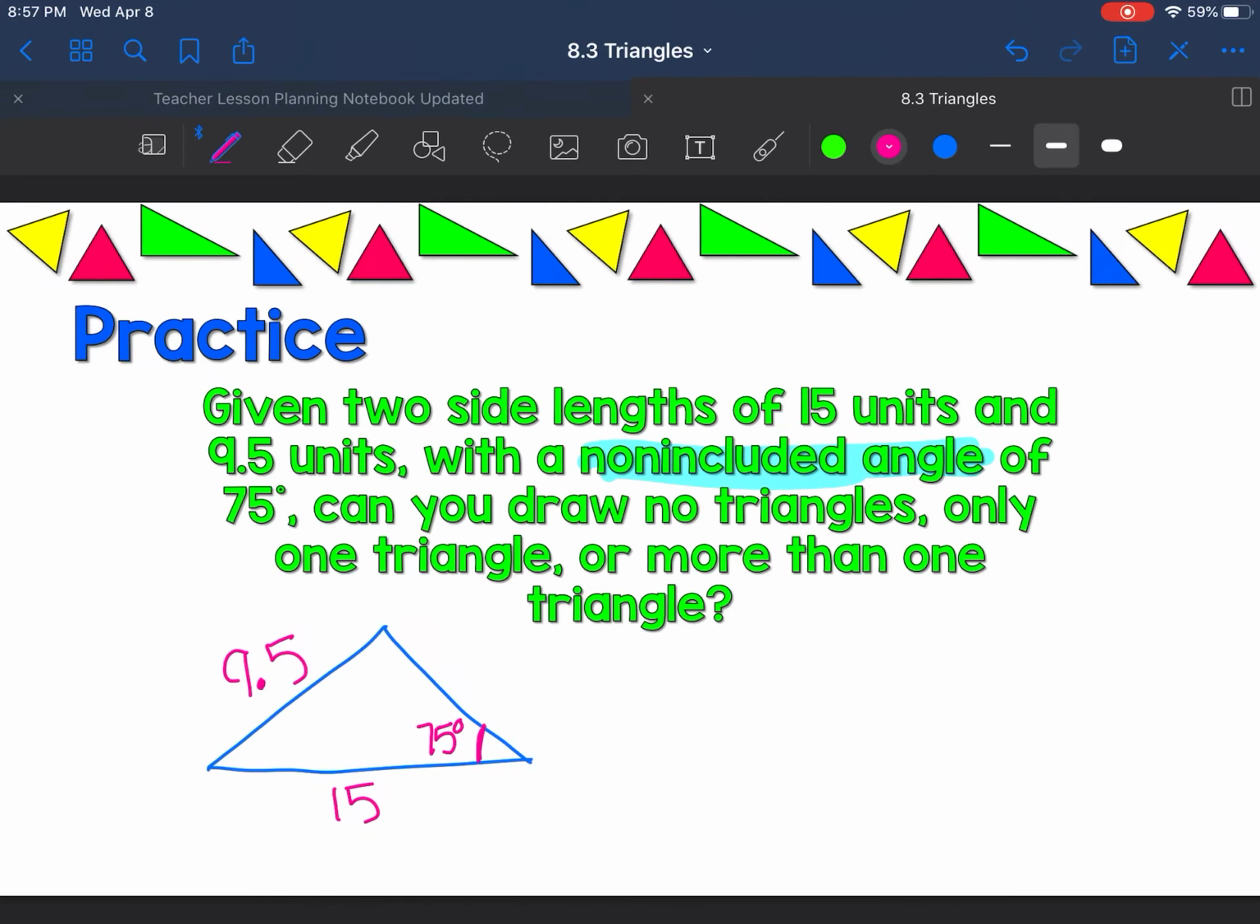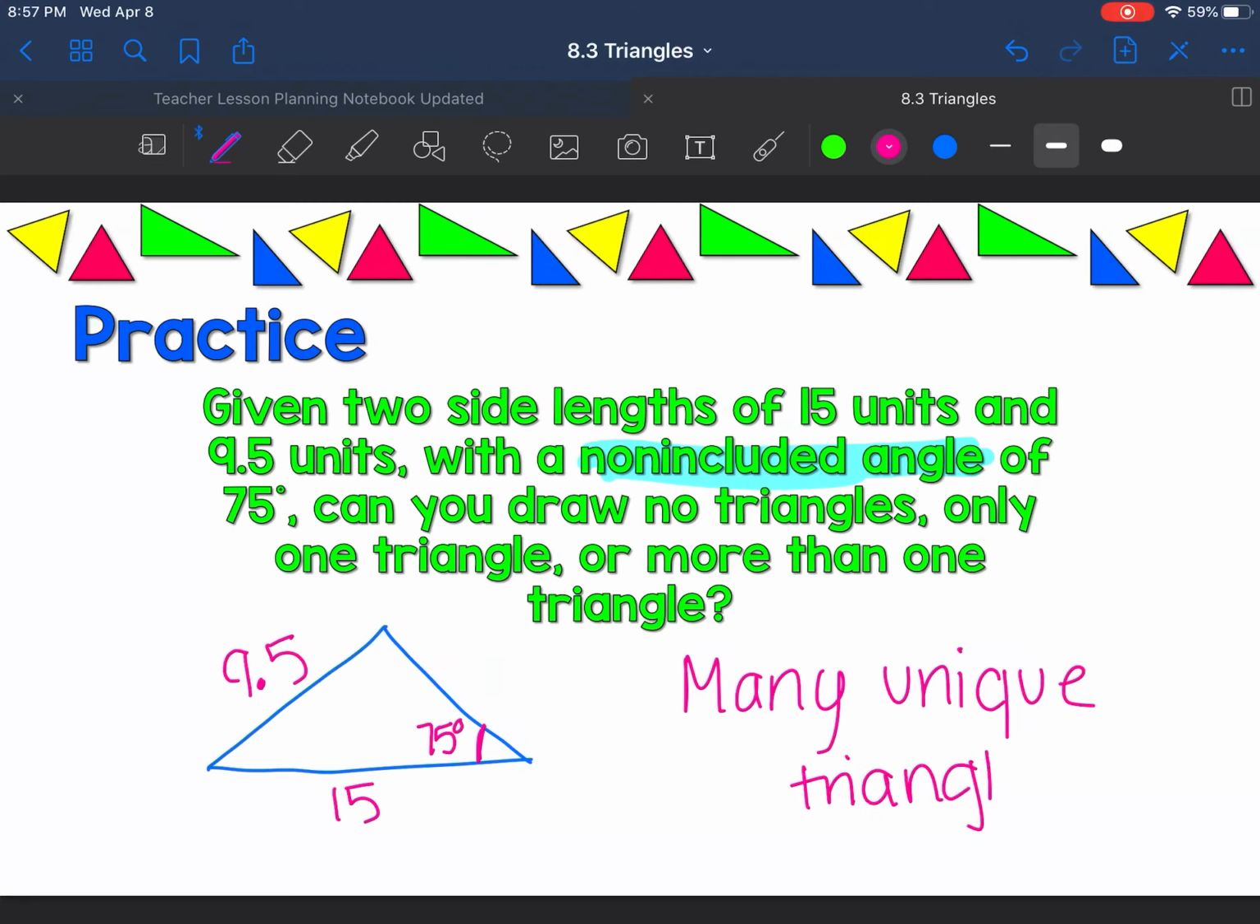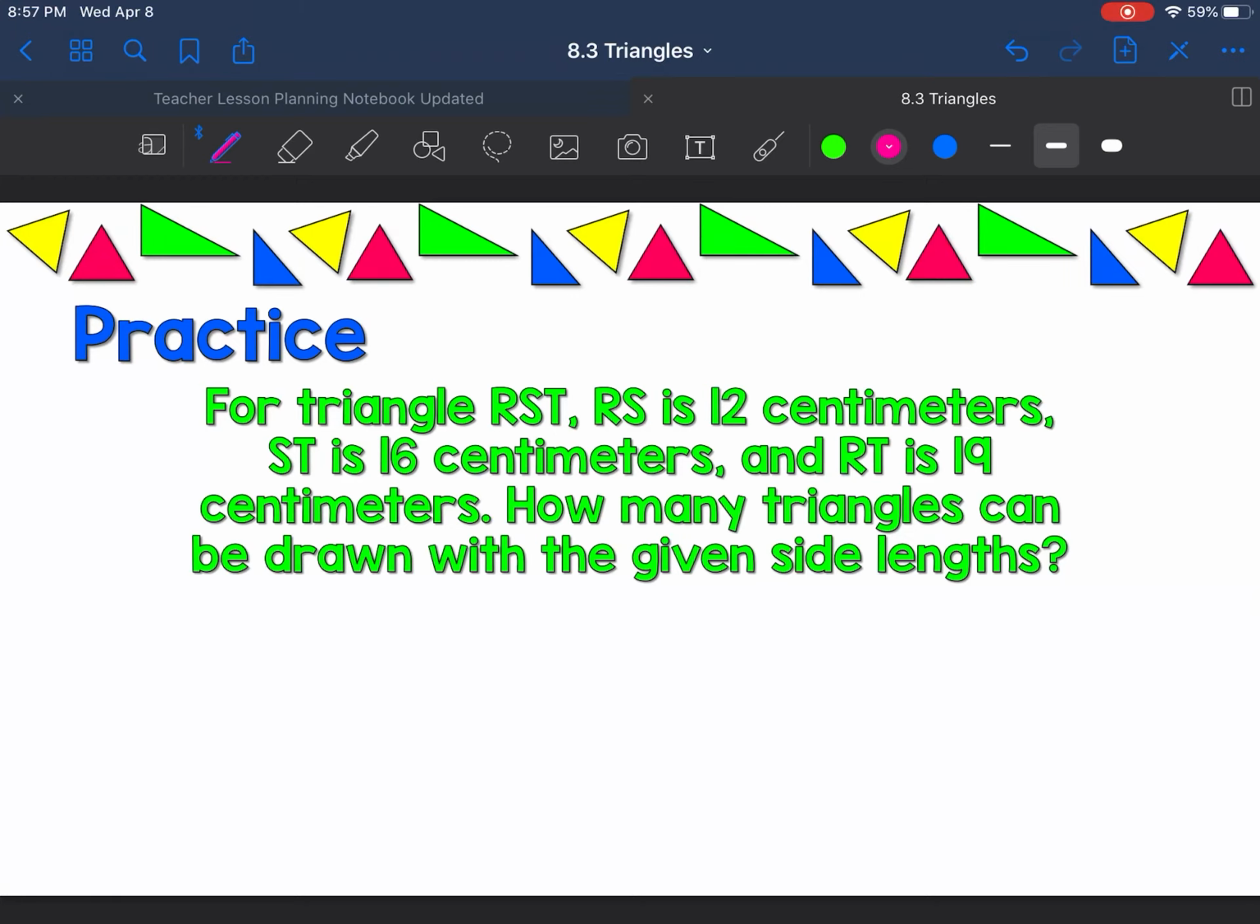We know it connects. So is it one triangle or more than one triangle? Well, since my 75 is not included, that actually means there are many unique triangles. I can make more than one. It's not super special. All right, let's take a look at one more before I have you jump on over to today's practice.